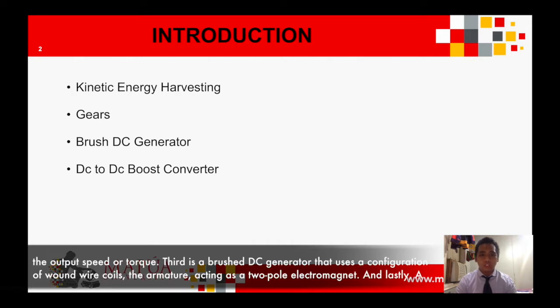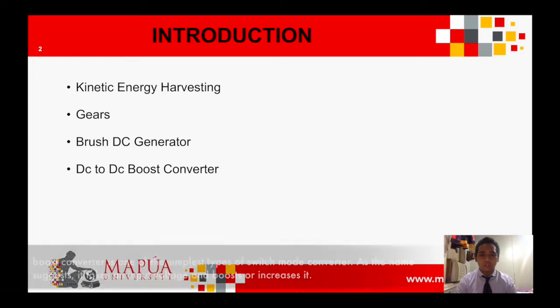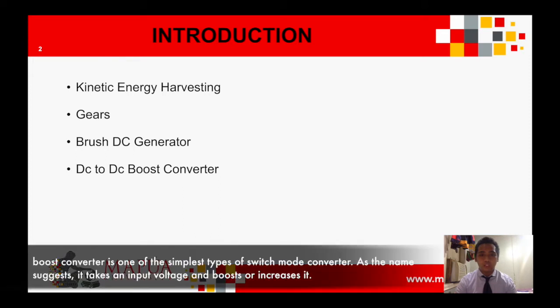Third is the brushed DC generator that uses a configuration of wound wire coils, with the armature acting as a two-pole electromagnet. And lastly, a boost converter is one of the simplest types of switch mode converter. As the name suggests, it takes an input voltage and boosts it or increases it.